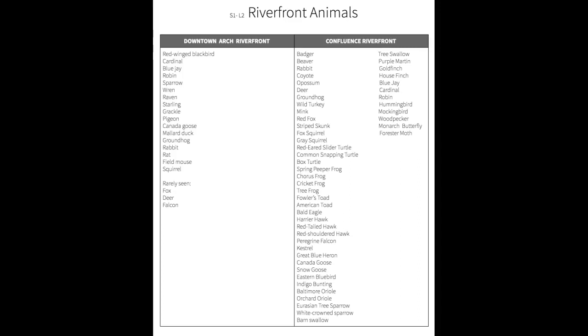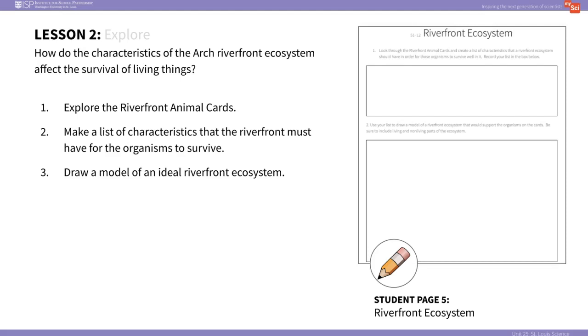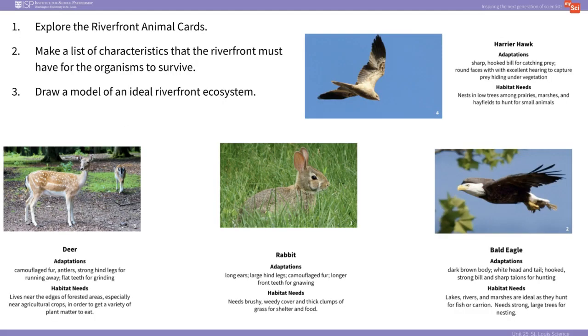about these two lists. In the Explore part of this lesson, students are going to look at riverfront animal cards, look at the characteristics that these riverfront animals possess, and then draw what they think an ideal riverfront ecosystem will look like. Here are some examples of those riverfront ecosystem cards that the students will be looking at.